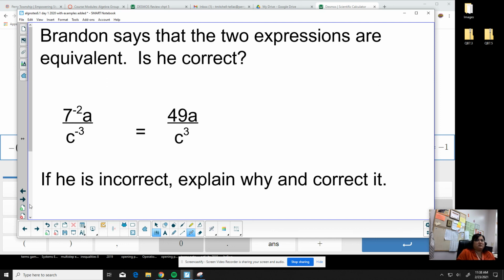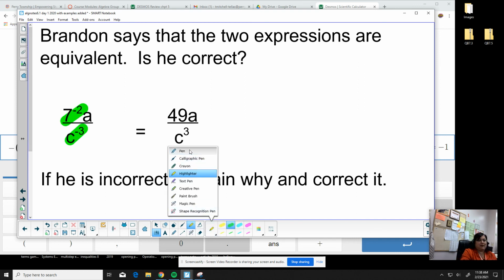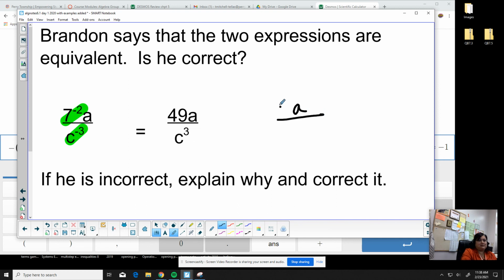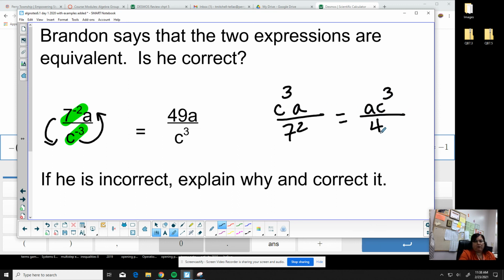All right, Brandon says the 2 expressions are equivalent. Is he right? Well, let's look. We've got 2 unhappies, this one and this one, so we need to switch them. So A stays on the top, C to the third goes to the top, and 7 to the second goes to the bottom. I put the C on the top and the 7 on the bottom. So let's see, that would be A, C to the third. I just put them in alphabetical order, and 49 on the bottom.